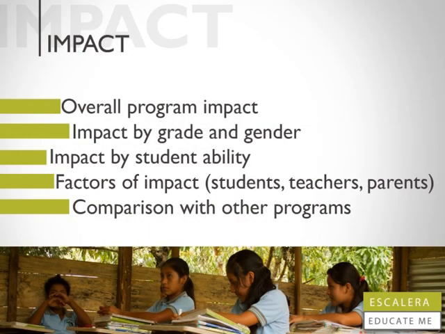So first of all, let's look at a general overview of program impacts. Afterwards we'll also be looking throughout for the impacts by grade as well as gender, as well as checking whether there is a difference according to student ability and the treatment impact. Subsequently, Alison will be talking a little bit about the factors of impact, perhaps the primary reason that the program has an impact on test scores is, for example, through teacher attendance or parent involvement. And lastly, Alison will talk a little bit about a comparison with other programs.